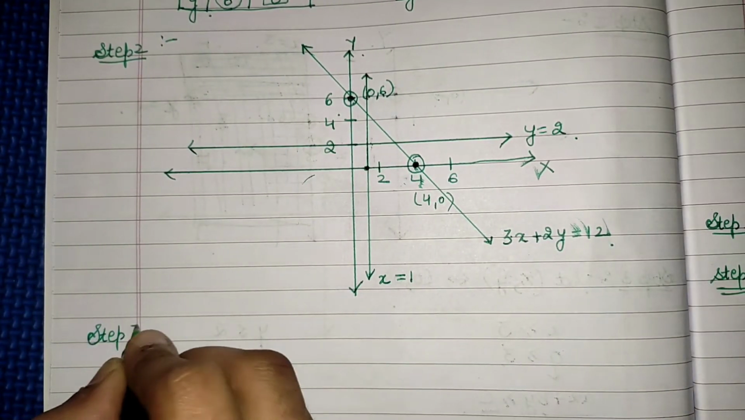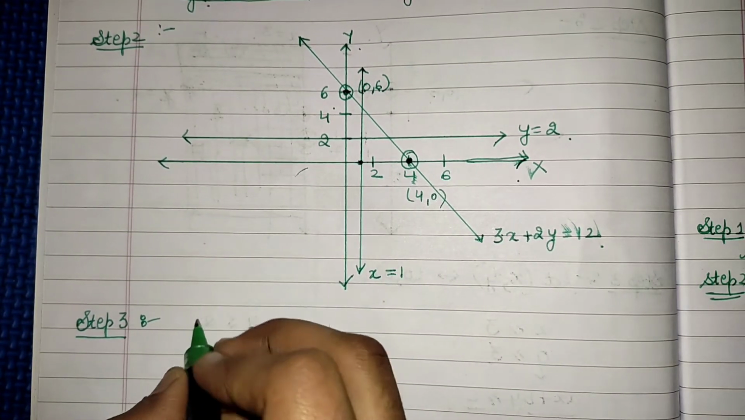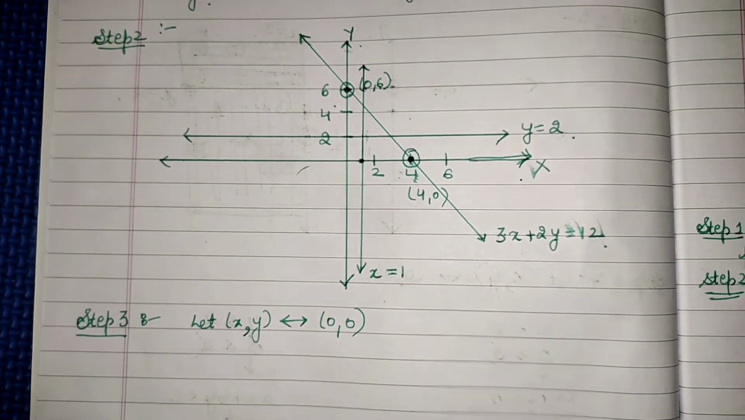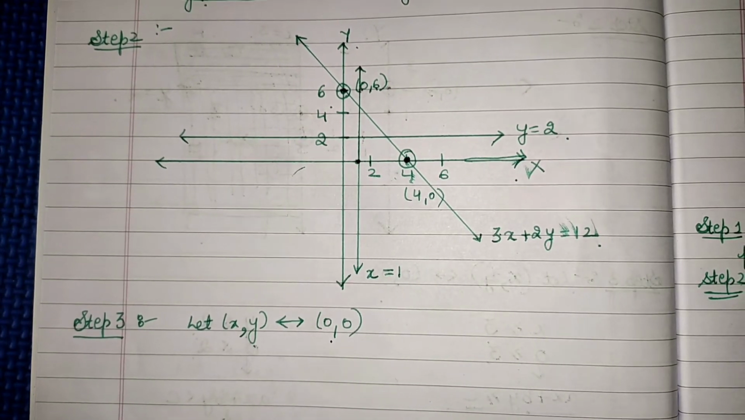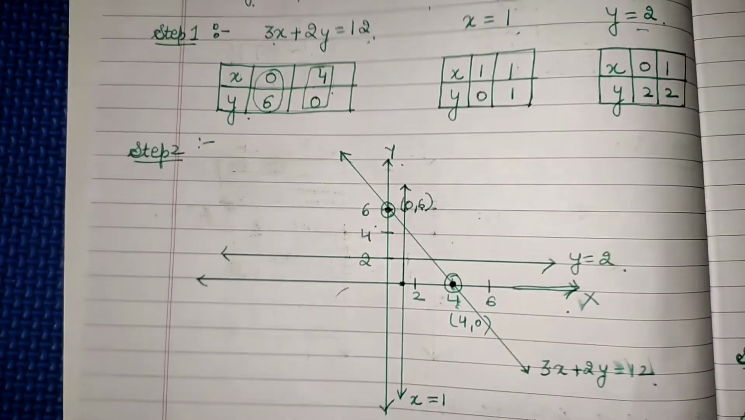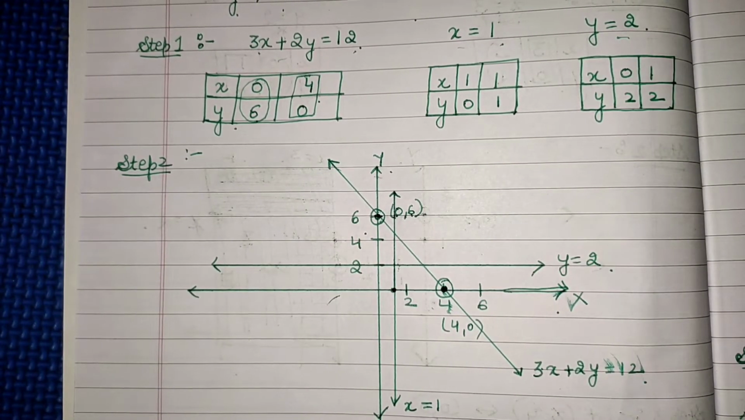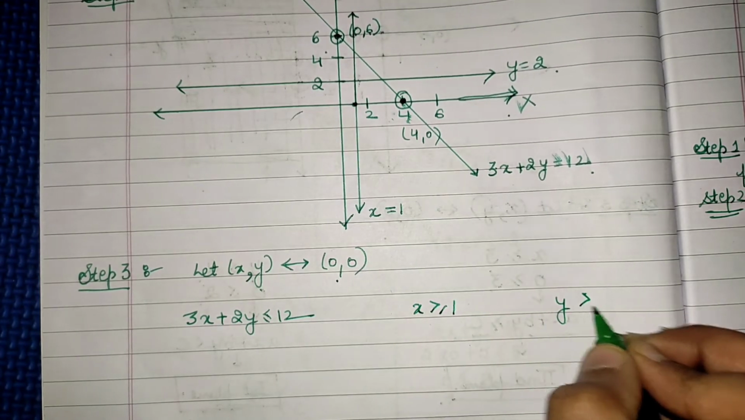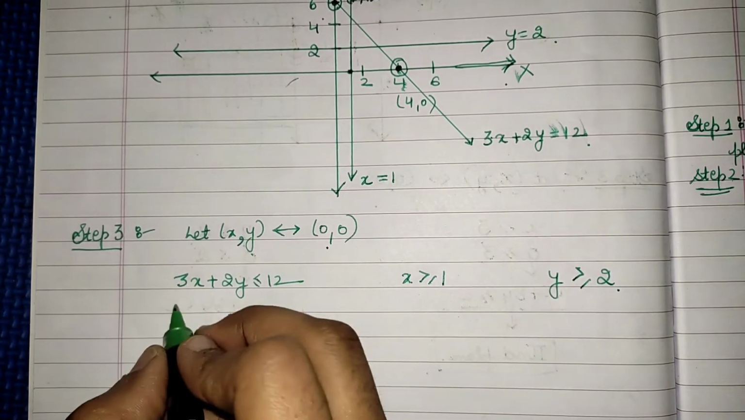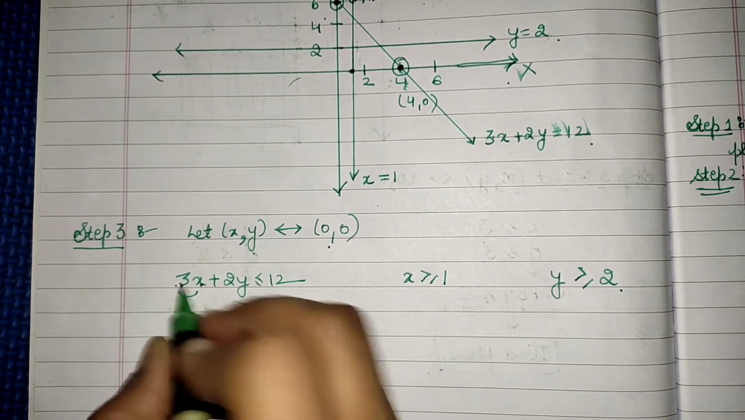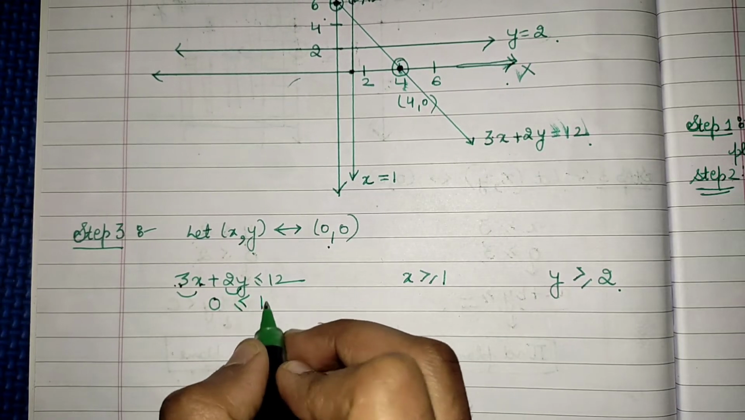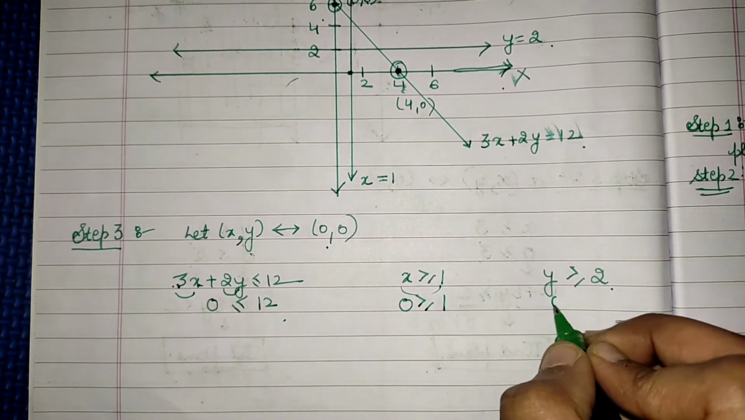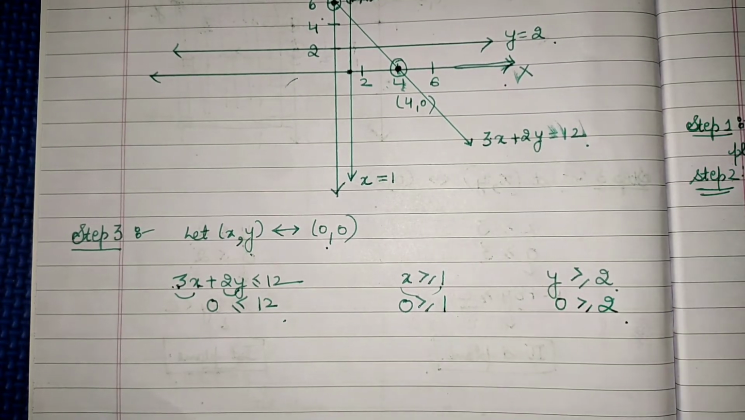Okay, so now moving to step number 3. Step number 3 says that now let us imagine that both the coordinates x and y are equal to 0. If both coordinates x and y are equal to 0, put this value in the inequality and find out the solution. My first inequality is 3x plus 2y is less than equal to 12. Second is x is greater than equal to 1 and third one is y is greater than equal to 2. Okay, so put the value. If I put 0 here, so it will also become 0 and it will also become 0. So 0 is less than equal to 12, and if I talk about this, then I will get 0 is greater than equal to 1 and this will give me the solution as 0 is greater than equal to 2.